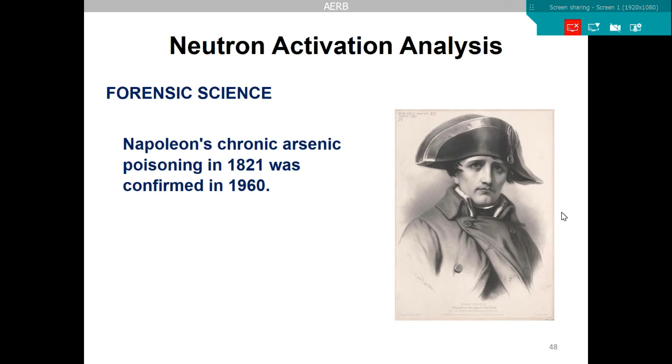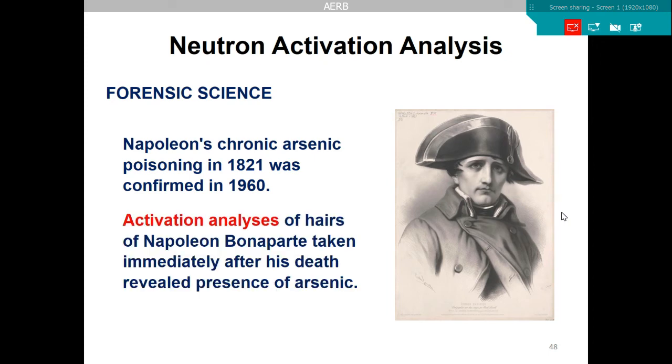And then what they did was they collected a few strands of hair of Napoleon Bonaparte. They exposed it to neutron radiation, and the activation results showed that there was arsenic 76. Arsenic 76 was seen because it was arsenic 75 inside. Non-radioactive arsenic was present in the hair of the person. So they confirmed in 1960 that he died of arsenic poisoning in the year 1821.